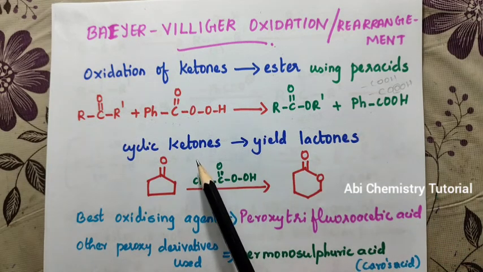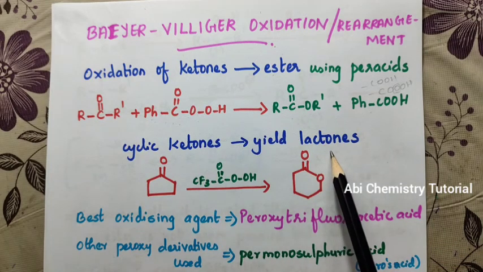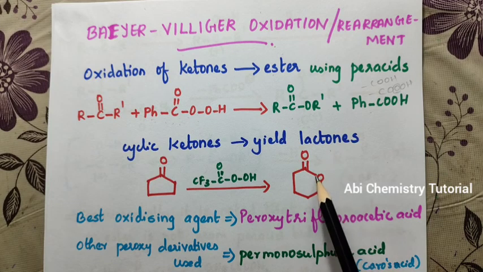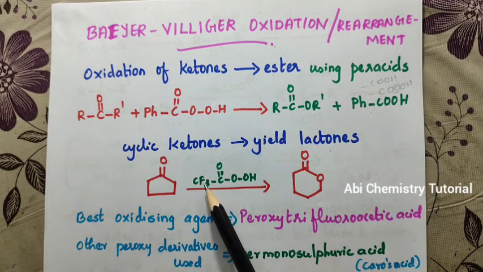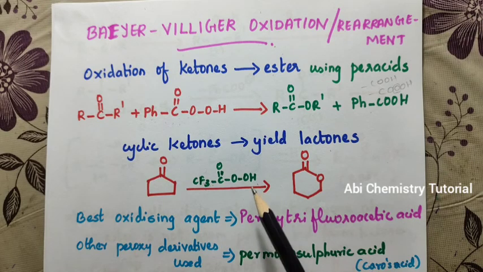If we use cyclic ketones, the product will be lactones. Here I can see this is the structure of a lactone. In this case we have used peroxytrifluoroacetic acid. So 3 hydrogens of acetic acid are replaced by 3 fluorines, so it is called peroxytrifluoroacetic acid. The best oxidizing agent used for Baeyer-Villiger oxidation is peroxytrifluoroacetic acid.